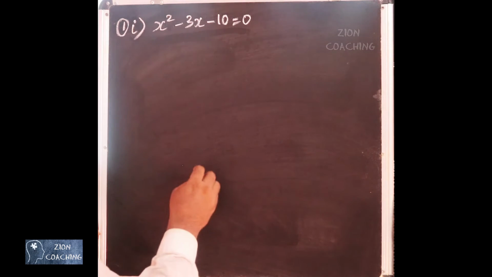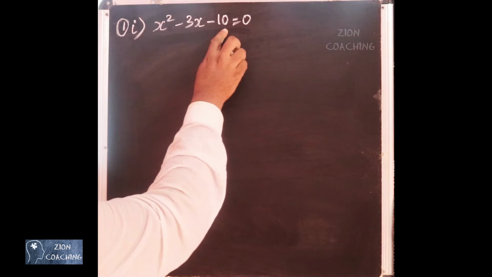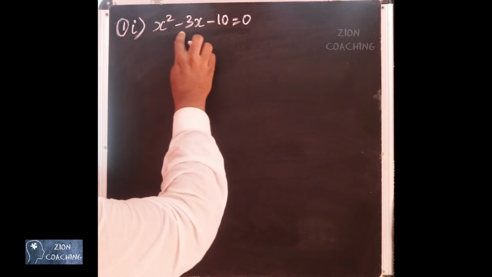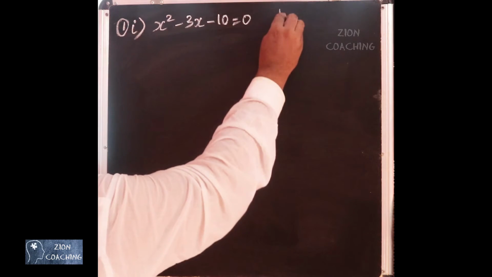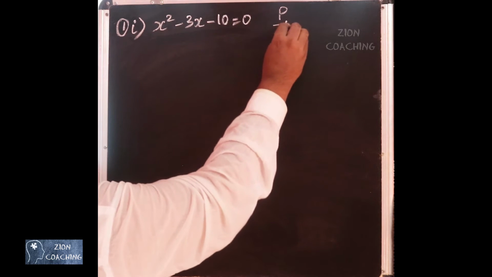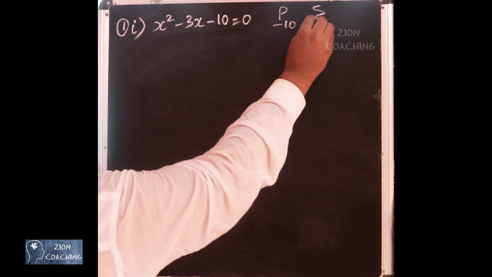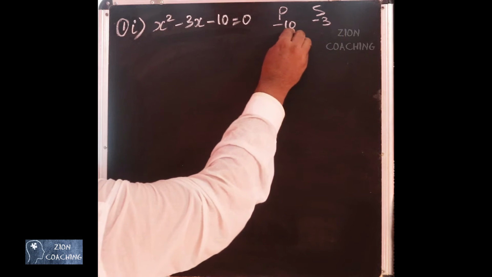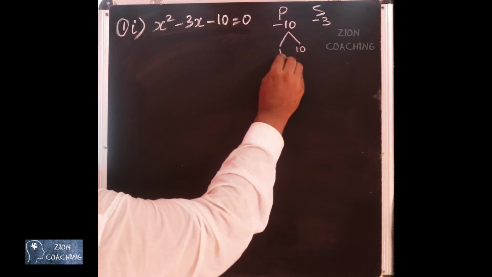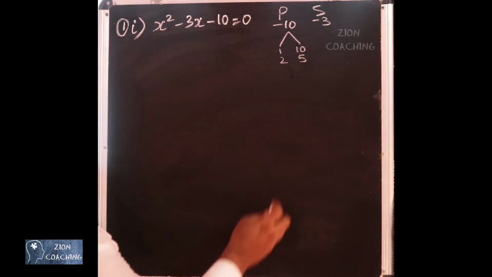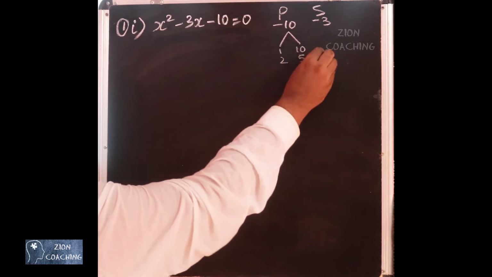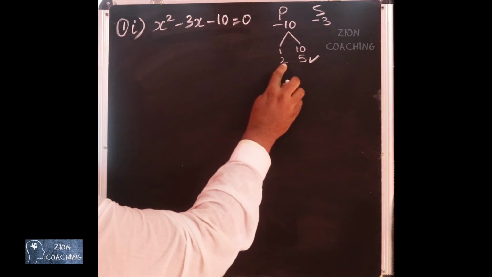Now we are going to solve and find the roots using the factorization method, wherein we are going to split the middle term. Our product term is your a value into c value, that is minus 10, and your sum term is minus 3. Now the factors of minus 10 are 1 into 10, 2 into 5, that's all. Now when you compare with the sum term, 2 and 5 suits the sum term.